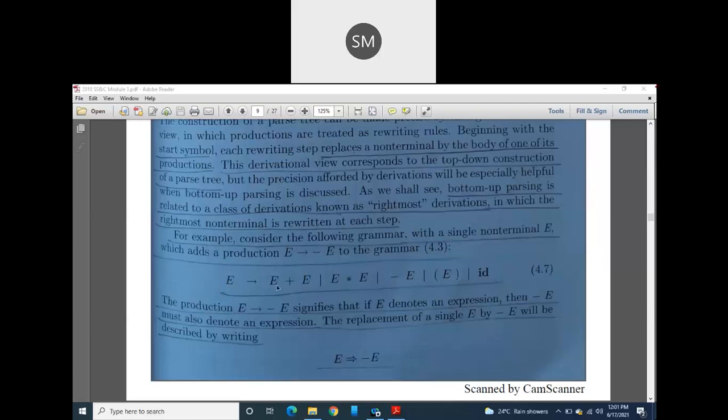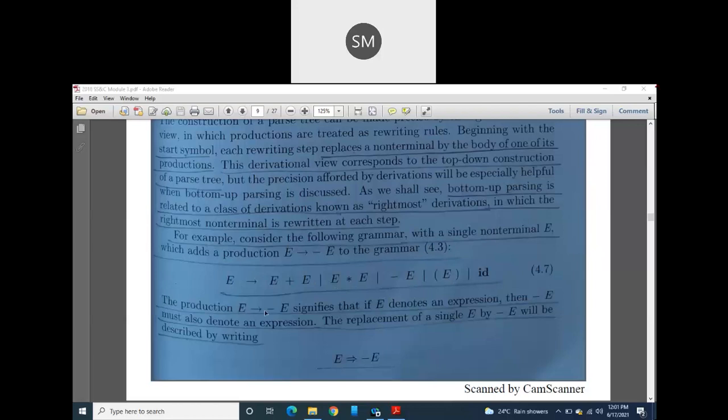E is yielding E plus E. It is also yielding E star E. It is also yielding minus E. It is also yielding parenthesized E. It is also yielding identifier. It means that this E can be replaced by E plus E or E star E or minus E or parenthesized E or else identifier. So these are all possibilities you can do here.